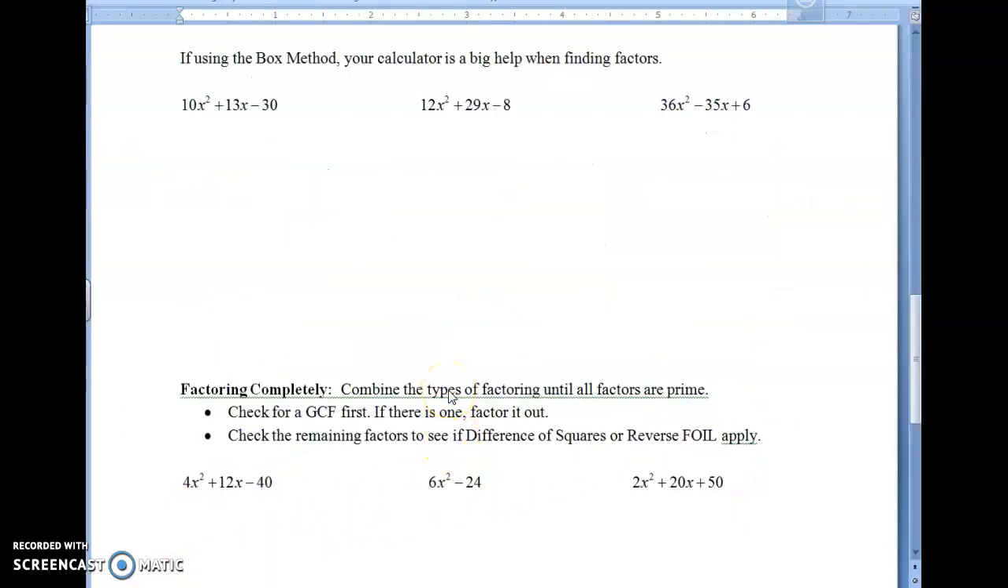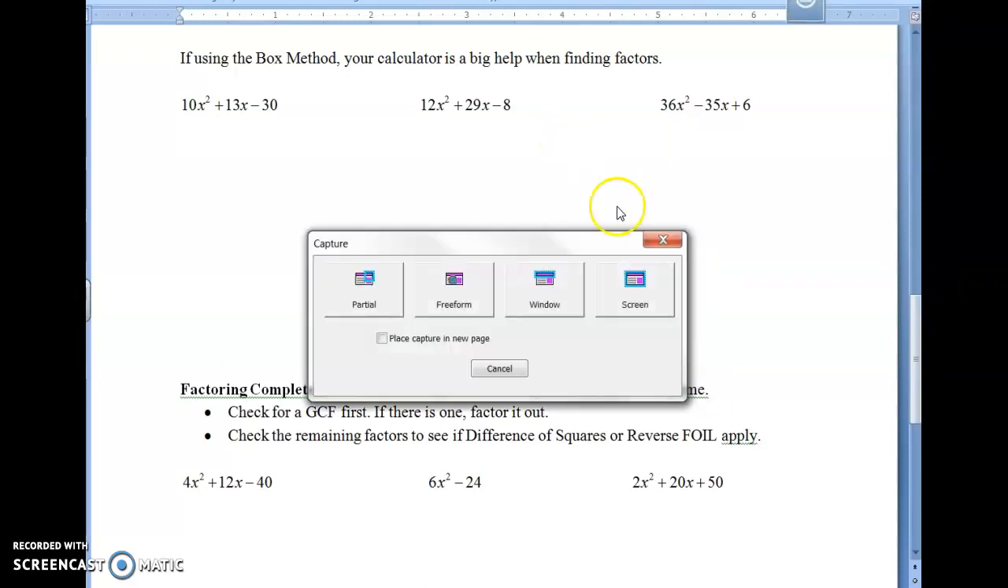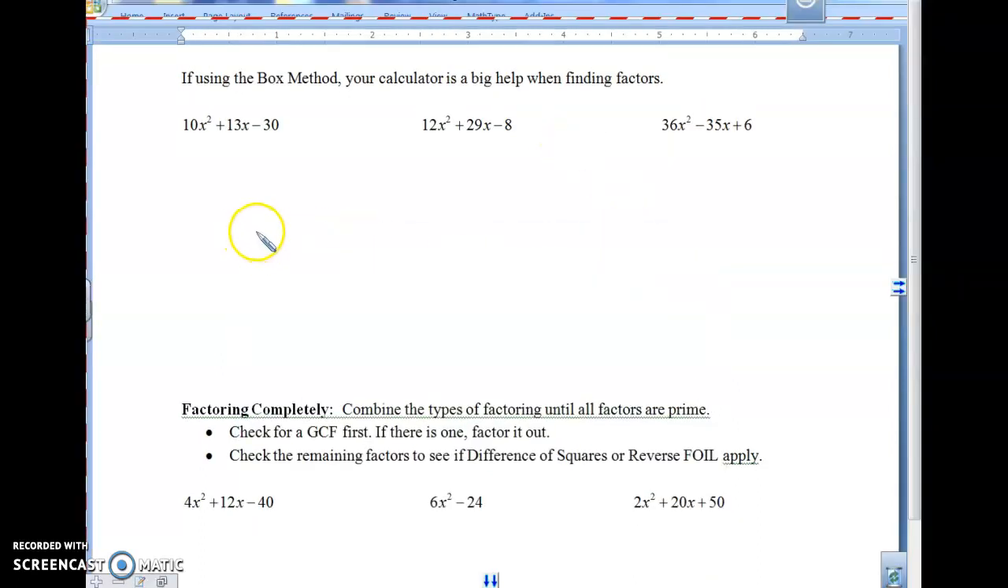Okay, now the other method of doing trinomials is the box method. The 3 that we just did by double bubble can also be done by the box method, and some people might find that easier. So it just depends which one you want to use. But if we're going to use the box method, your calculator can really help you when you're trying to do your factors. Okay, so with the box method, we set it up just like we did with the other trinomials, but there's one more step.